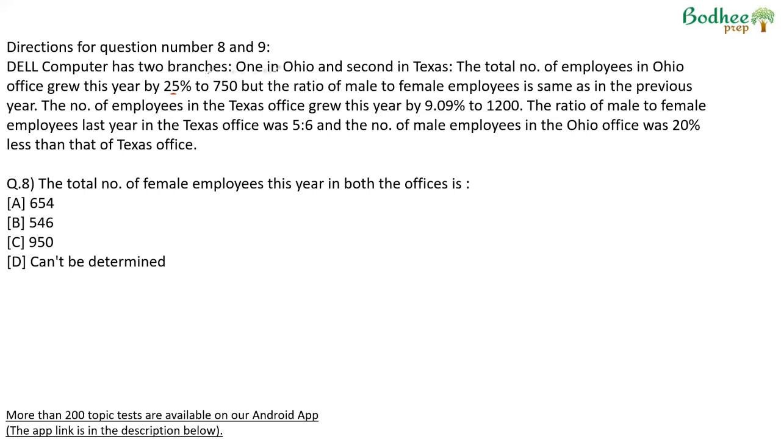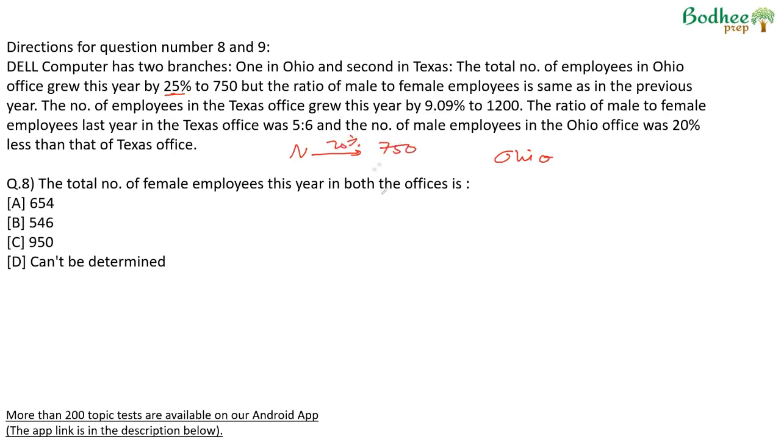Dell Computer has two branches, one in Ohio, one in Texas. The total number of employees in the Ohio office grew by 25% to 750. There is no year mentioned. If a number grows by 25% to reach 750, what will be the initial number?